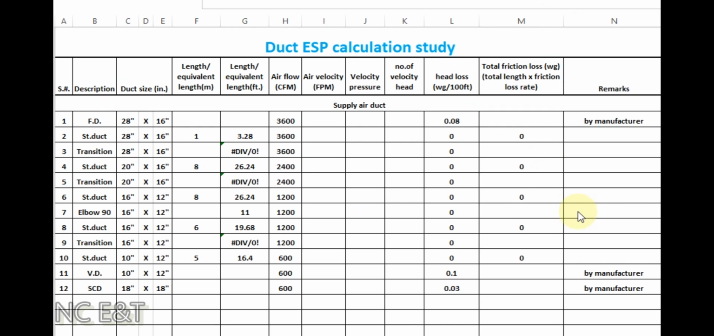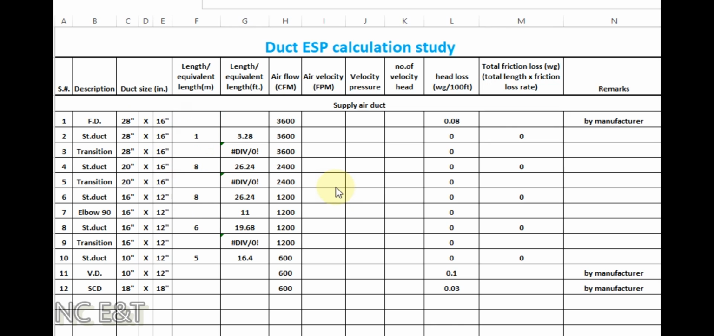I have created this Excel sheet for the calculation of duct external static pressure. Some values in this table we already know and we have updated in this table. The description, duct size, and the length of the straight duct we can get from the drawing and we already updated. The equivalent length for the transition piece and elbow we need to calculate.